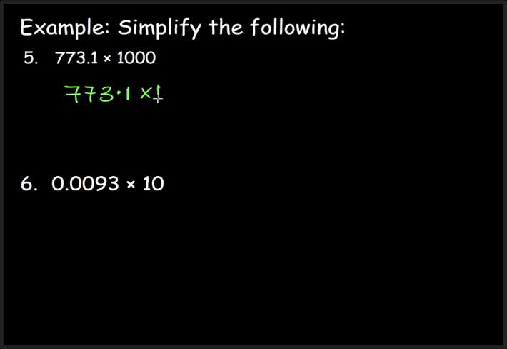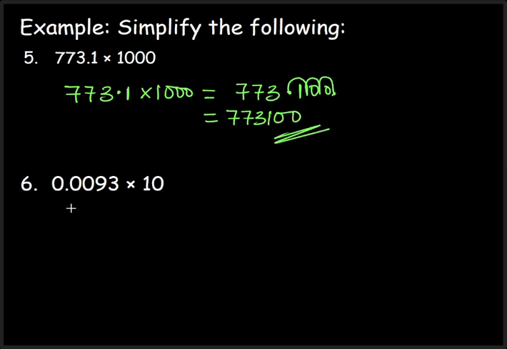Okay, number 5, 773.1 times 1000, and that will give us 773. Okay, let's see how many times do we shift. 3 times because we have 3 zeros here, and that will give us 1, 2, 3. So the point is at the end, and so that means in these spaces we have to put 0, and our point is at the end. So a point at the end can be ignored. That will give us 773,100, and that becomes our answer.